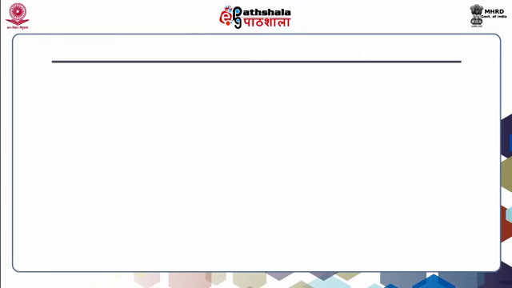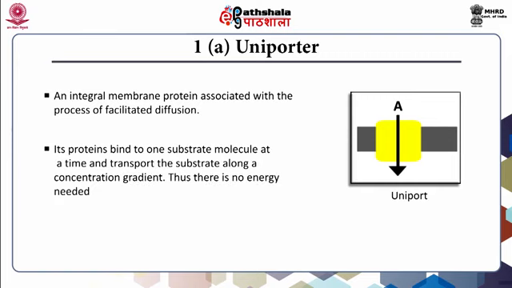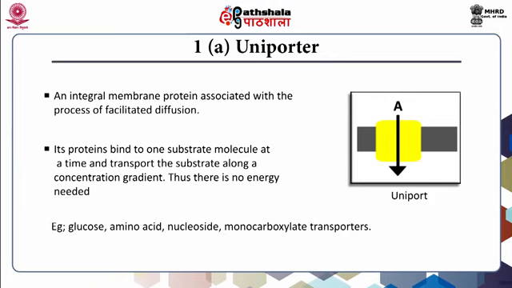Now we will see what are uniporters. An integral membrane protein associated with the process of facilitated diffusion. These uniporter proteins bind to one substrate molecule at a time and transport the substrate along a concentration gradient. Thus, no energy is needed. Examples: glucose, amino acid, nucleoside and monocarboxylate transporters.